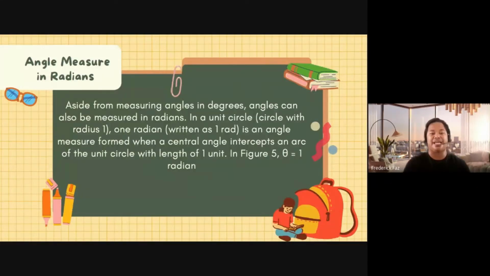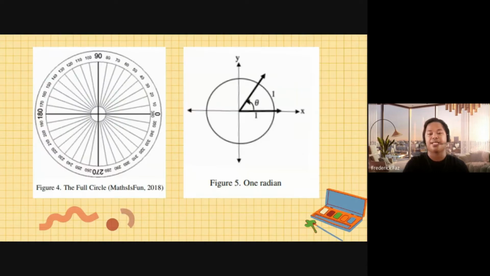Angle measures in radian. Aside from measuring angles in degrees, angles can also be measured in radians. In a unit circle, 1 radian is the angle formed when the central angle intercepts an arc of the unit circle with a length of 1 unit. Here is an illustration of an angle that measures 1 radian.